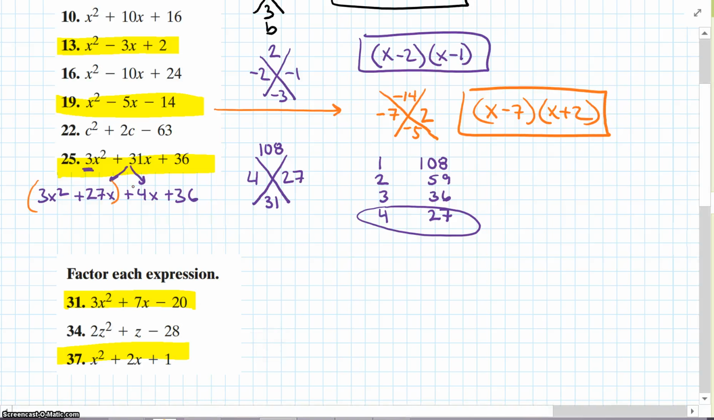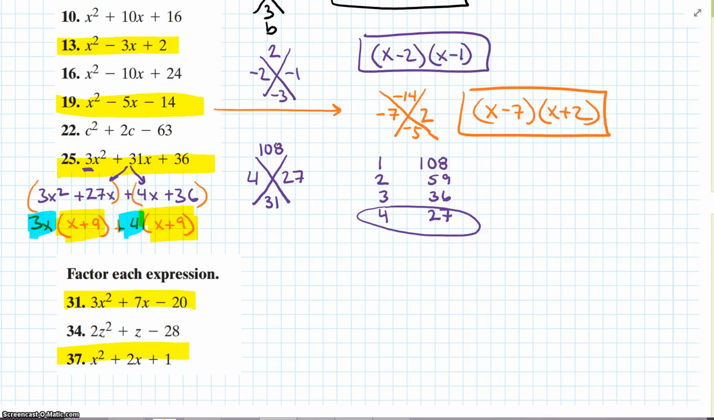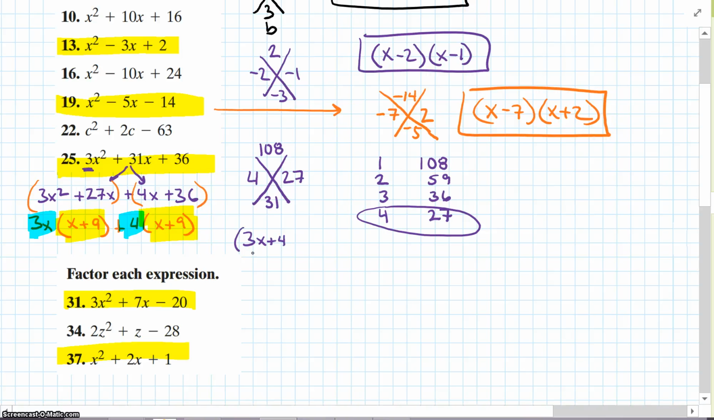Okay, so now I'm going to group the first two terms and the second two terms. The first two terms I can factor out 3x. When I factor out 3x, I'm left with x plus 9. On the second set of terms, I can factor out a 4, and I'm left with x plus 9. Okay, so since my two groupings are the same, by distributive property, I can just sum the two factors in front. So I can rewrite this as 3x plus 4 times x plus 9. Easy enough.